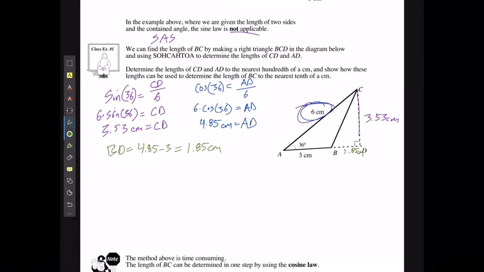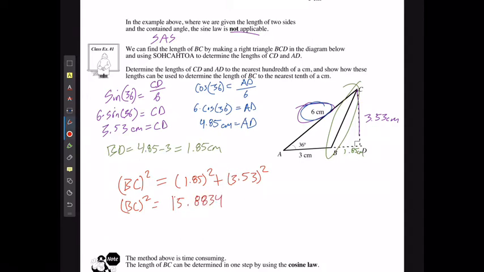Now, I can use the Pythagorean theorem to figure out what the length of BC is. Because that's going to be my hypotenuse, I'm going to say that the length of BC squared is going to equal 1.85 squared plus 3.53 squared, which means that BC squared is going to equal 15.8834, or BC is going to equal the square root of 15.8834, which is going to be about 4.0 centimeters. So it's going to round to 4 centimeters.